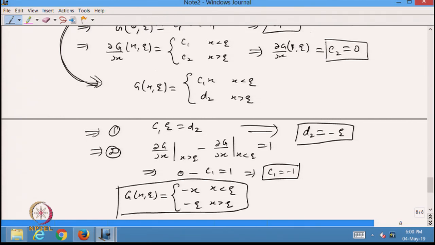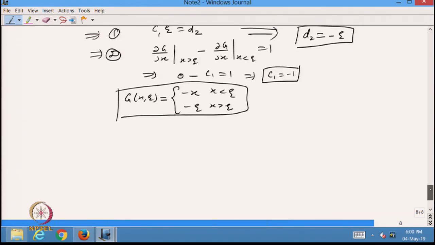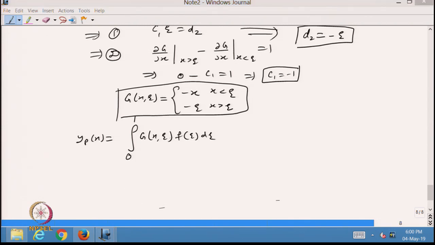So, once I am able to define this Green function, now I can find my particular solution yp(x). So, yp(x) will be the integral from 0 to 1 of G(x, xi) f(xi) d xi. So, with the help of this one I am able to find my yp(x).